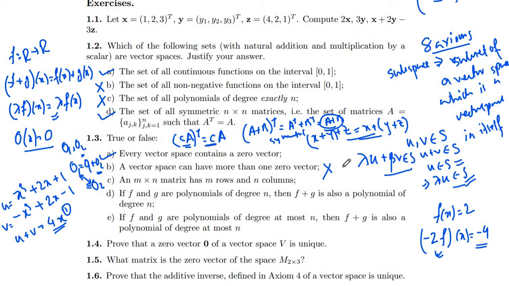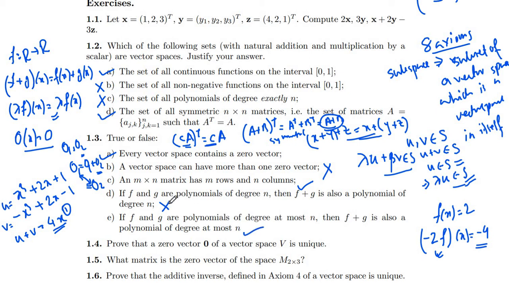Okay. M by n matrices: m rows and n columns. This is its definition. If f and g are polynomials of degree n, then f plus g is also a polynomial of degree n. I just explained that this is not necessarily true if you look at this example. So this is false. Okay. If f and g are polynomials of degree at most n, then f plus g is also a polynomial of degree at most n. This is correct, right?